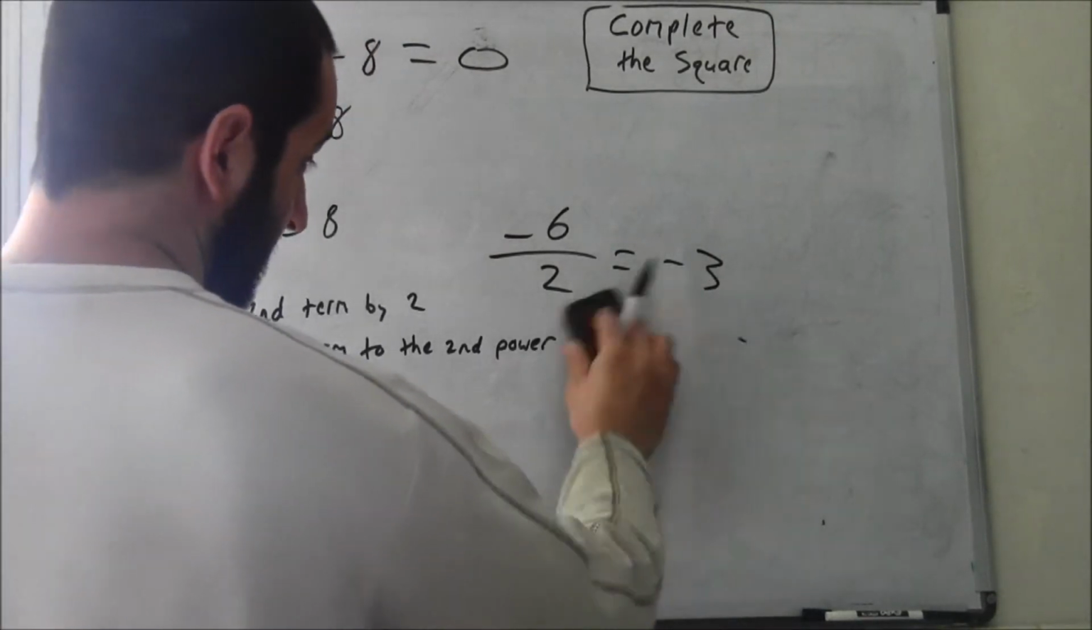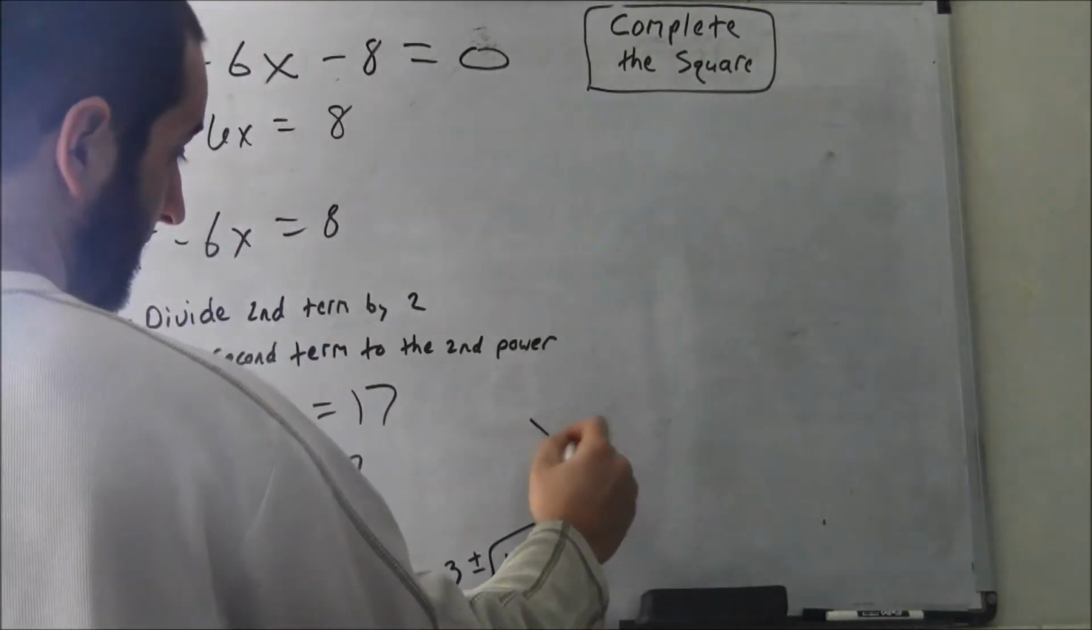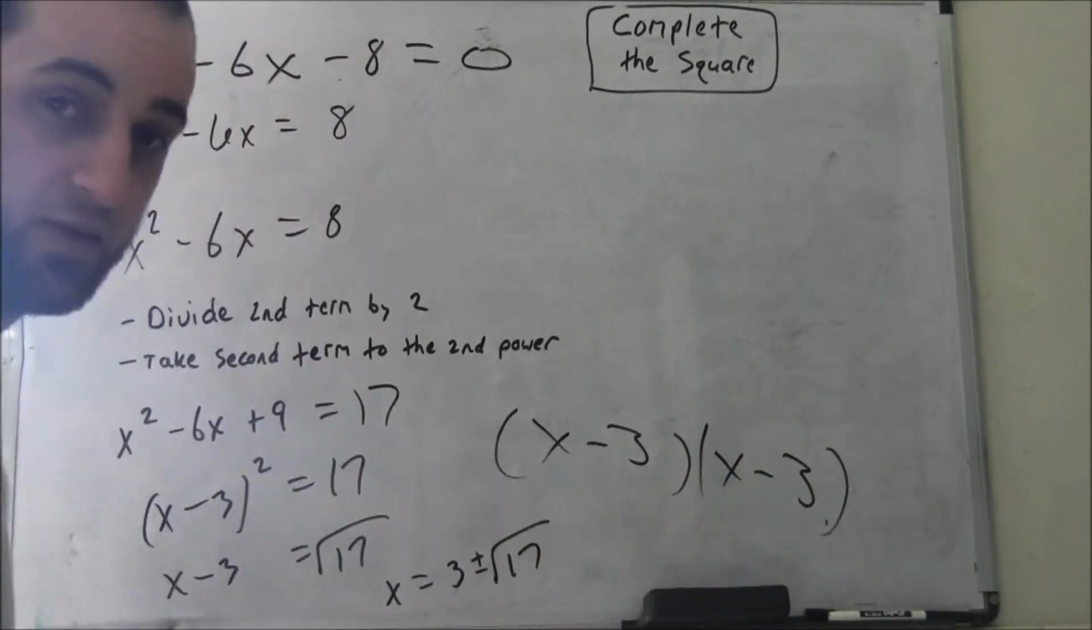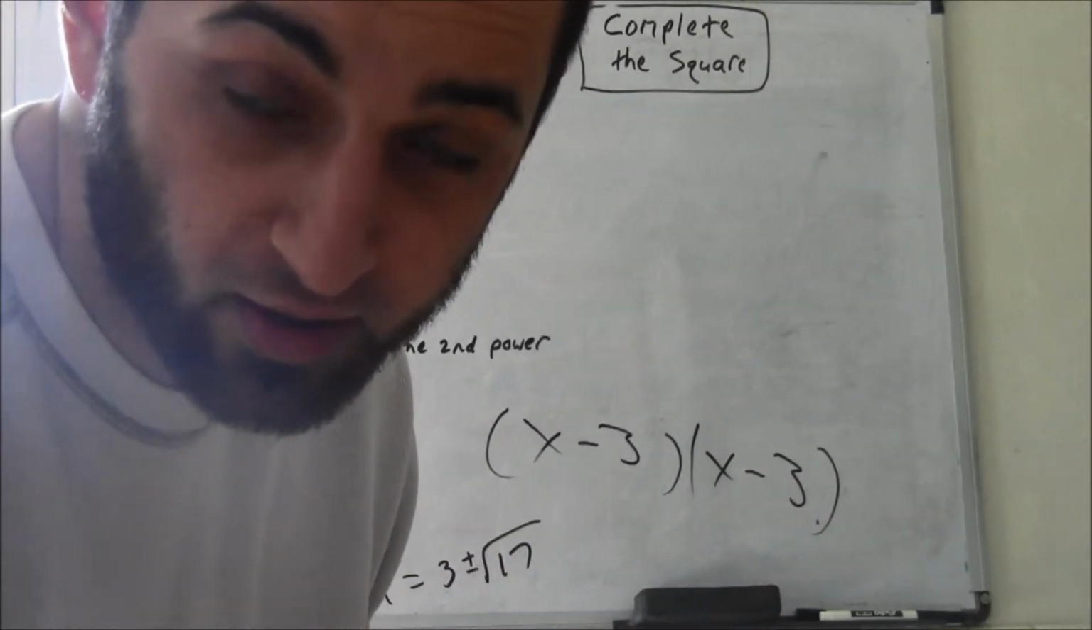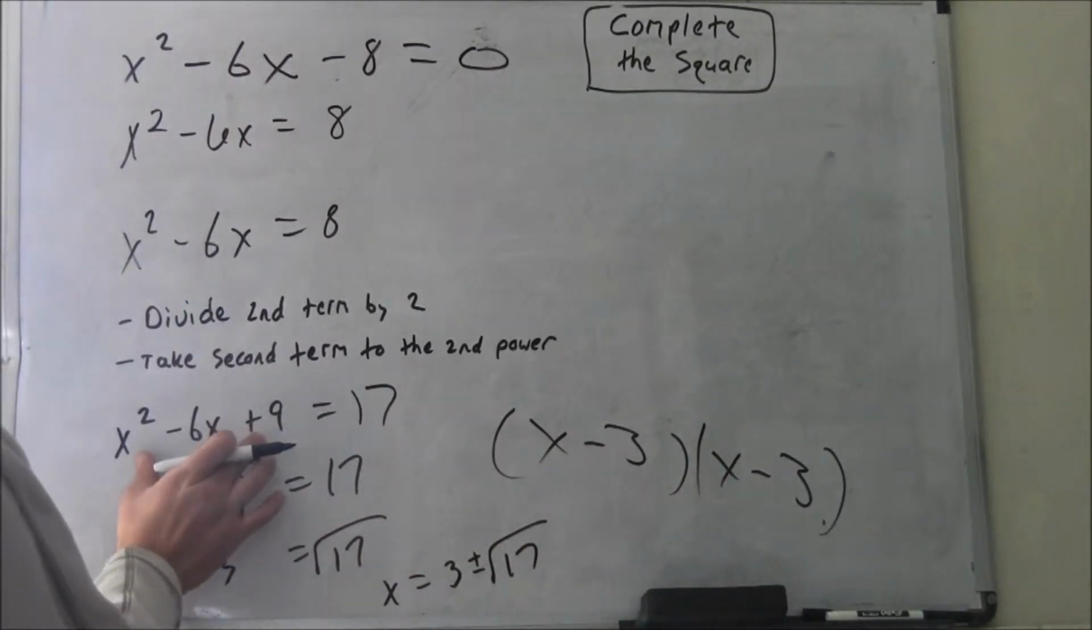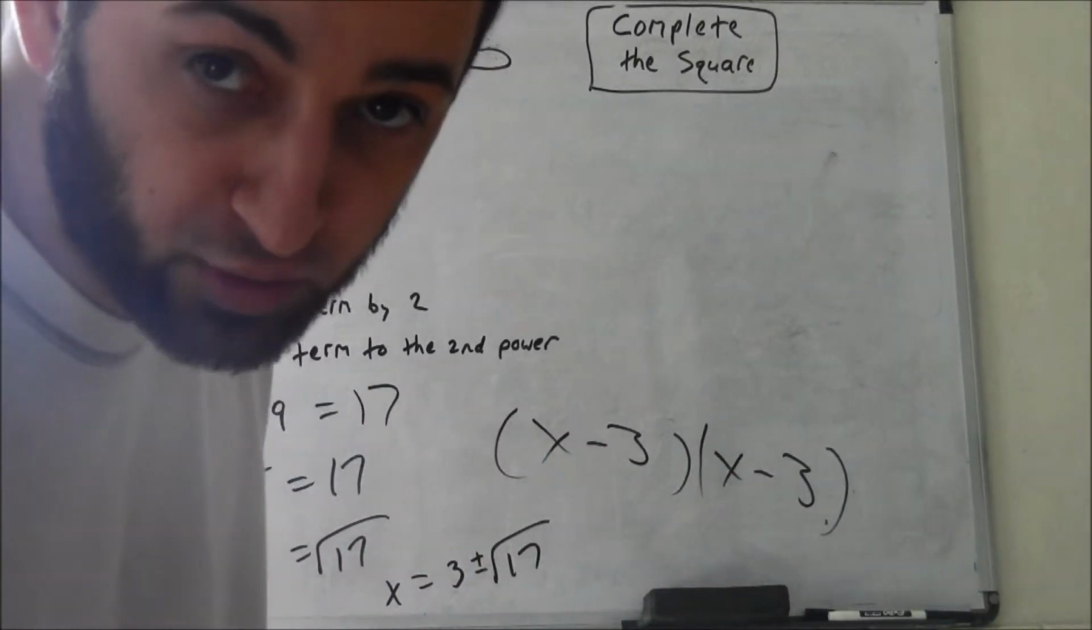That's x minus 3 times x minus 3. If you do the FOIL, first, outer, inner, last, on that, you'll get that. So you're a math wizard and you know how to do this.